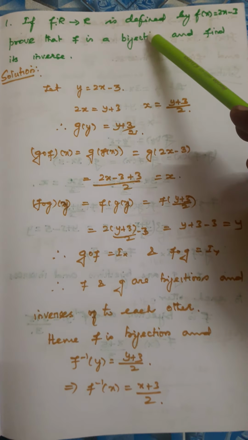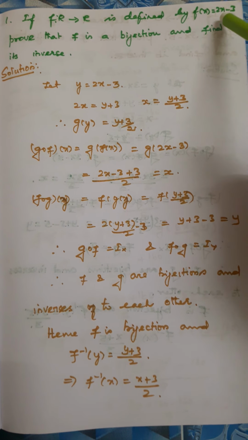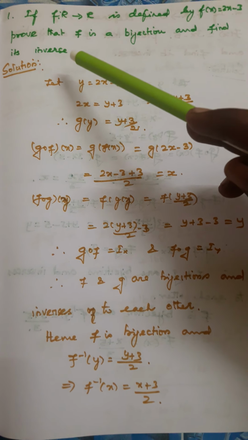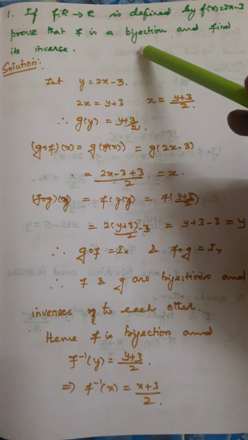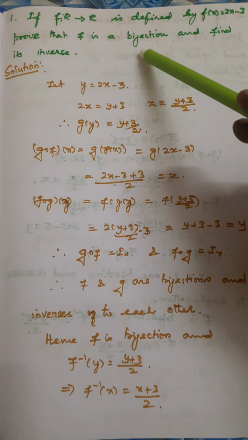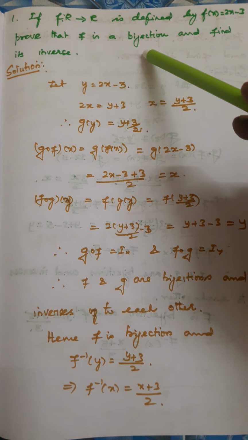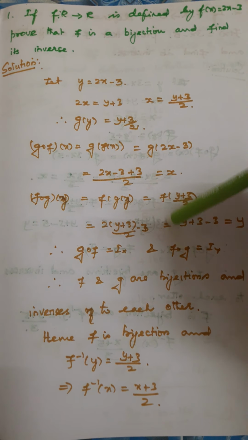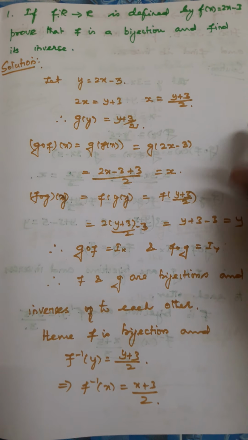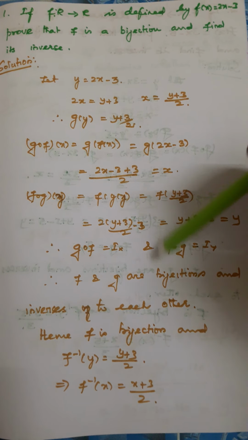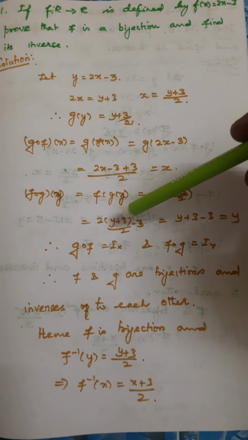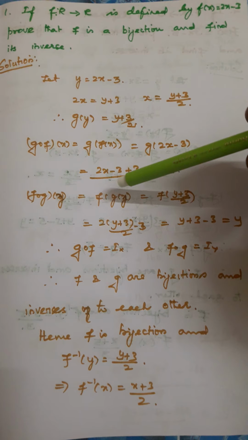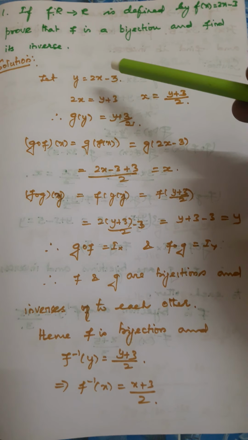Let f from R to R be defined by f of x equal to 2x minus 3. Prove that f is a bijection and find its inverse. What is a bijection? It's nothing but one-one and onto. It should satisfy one-one and onto. In our textbook we have two methods. I am going to select the second one, I think it is an easy method. If you are not comfortable with this one, you can follow the first method. For the first method, you have to refer to the textbook. Here I am going to do only the second method.